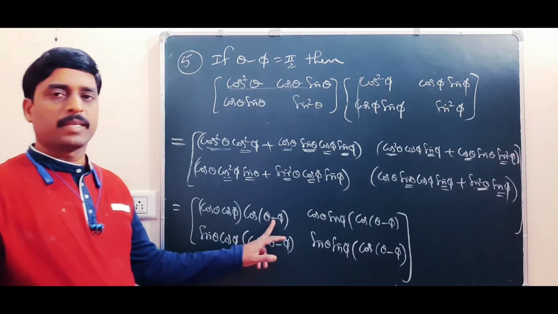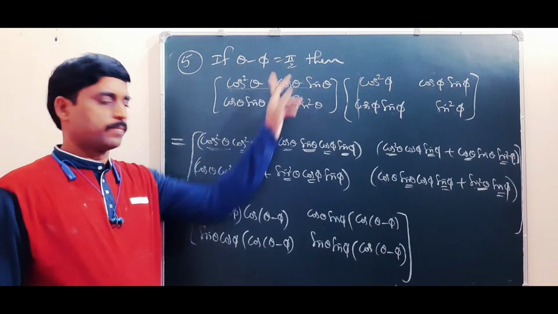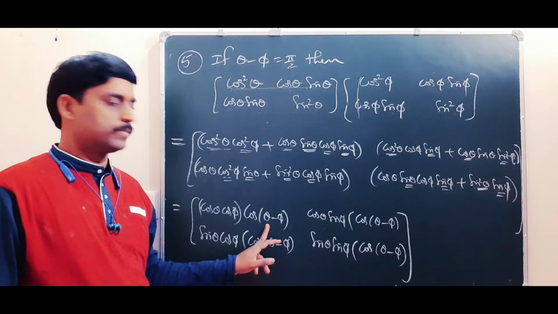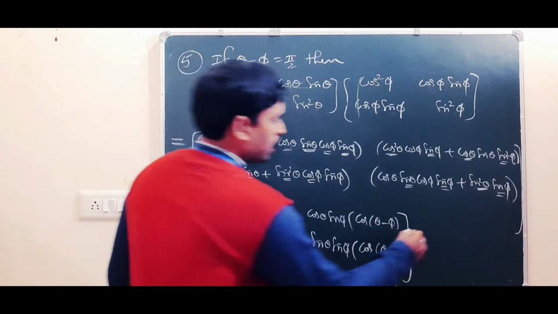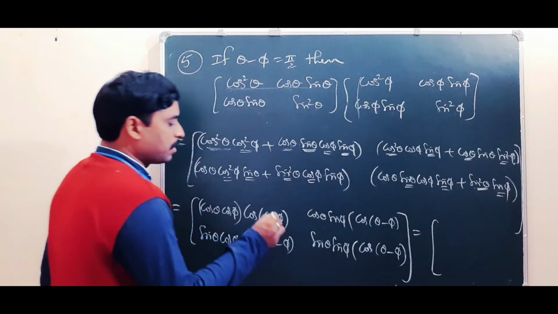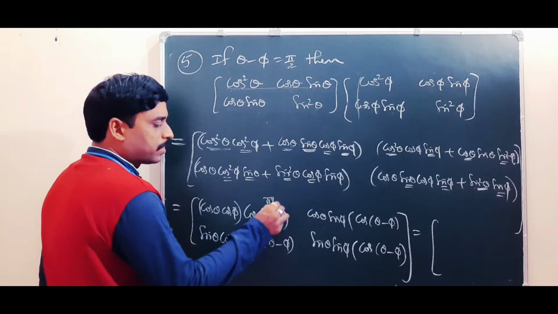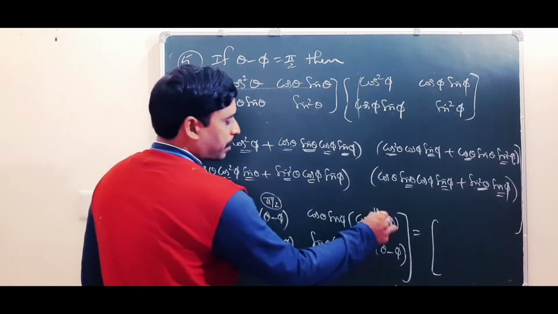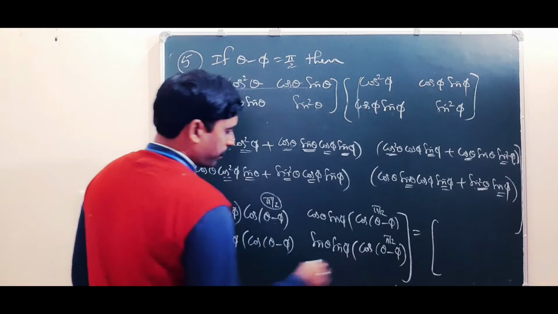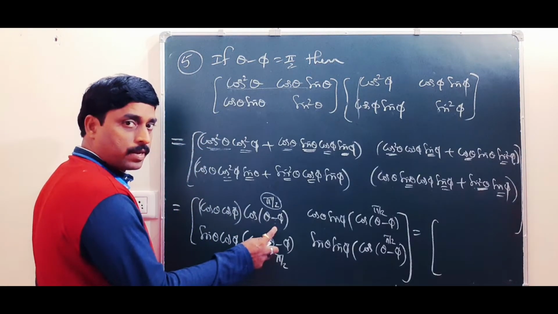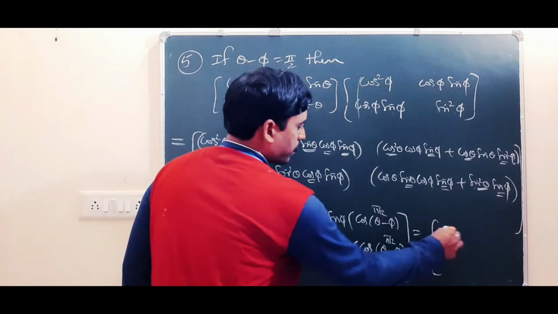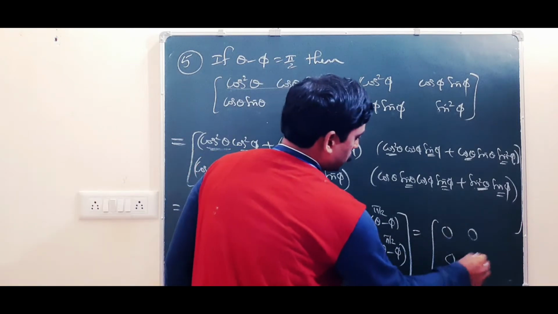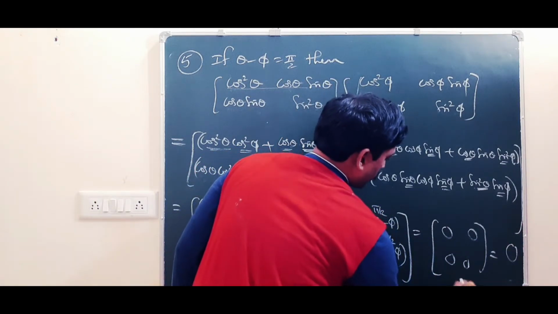But the value of theta minus pi is given as 90 degrees. So cos 90 value is 0, and 0 into anything is 0. Theta minus pi, what is given? Pi by 2. So cos 90 value is 0, 0 into anything is 0. This is also 0, 0, 0. So what is the answer? Null matrix.